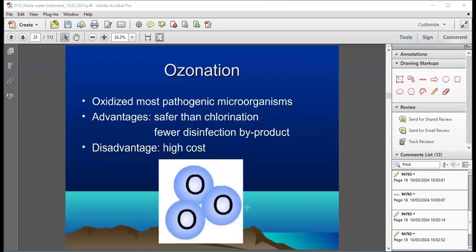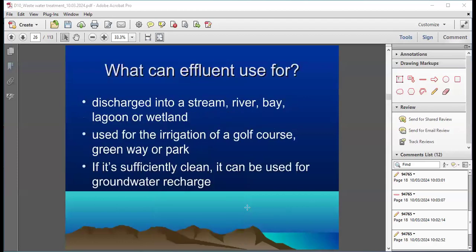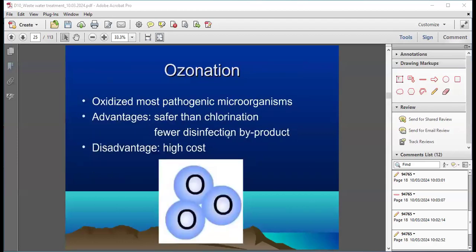Then ozonization. We'll see. This is the oxidization of pathogenic microorganisms. Advantages: safer than chlorination, fewer disinfection byproducts. Disadvantage: high cost.